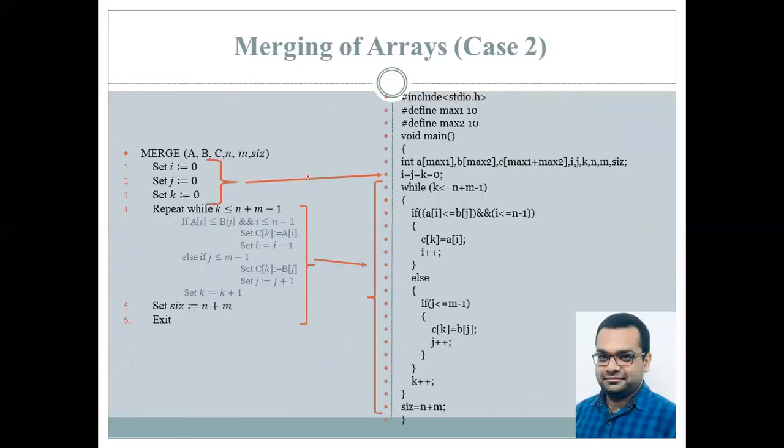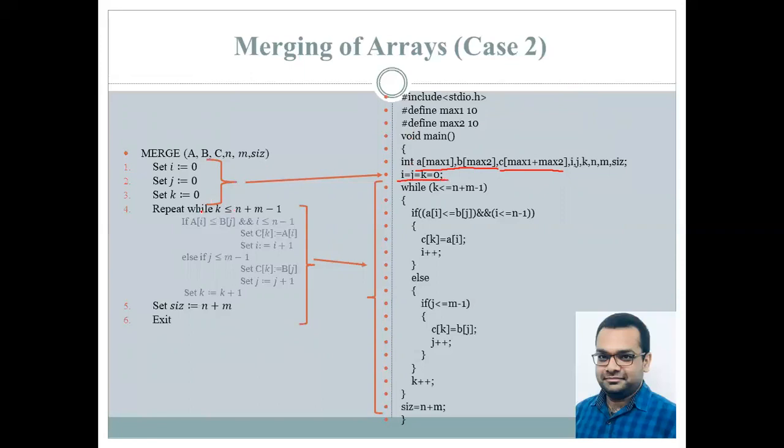This is the conversion to the C program. You can see over here the size of A has been restricted by max 1, B by max 2, and C has been restricted by max 1 plus max 2. So now in this first step, all these three statements are straightforward assignments inside the C statement.